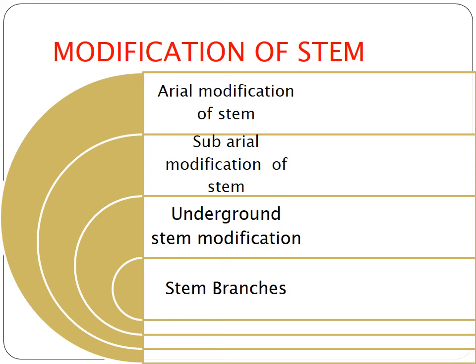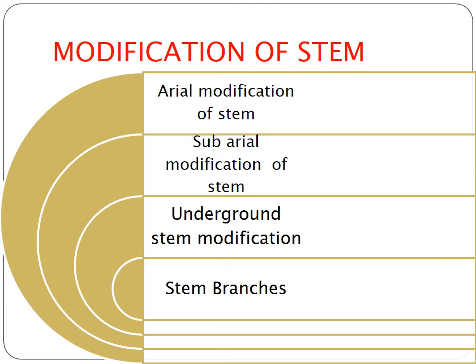Then rootstocks also lack root cap and root hairs, but they possess a terminal bud, which is a characteristic of stem. It is present inside the soil, but it has all the characteristics of stem only. Therefore, it is called only stem.